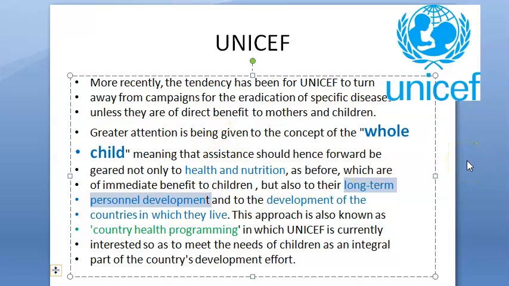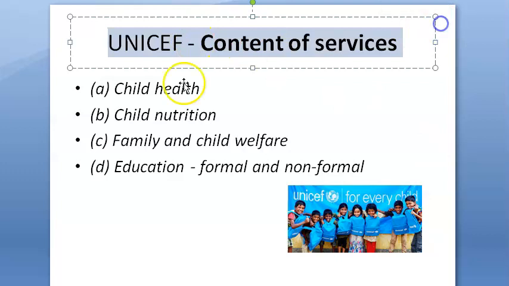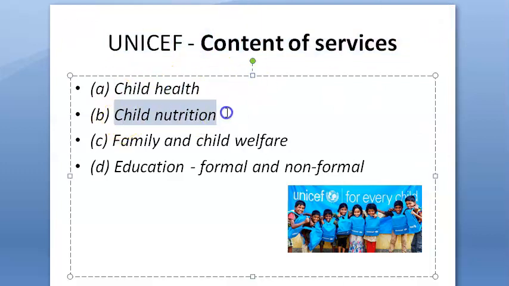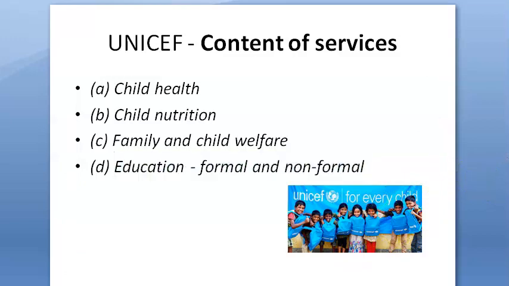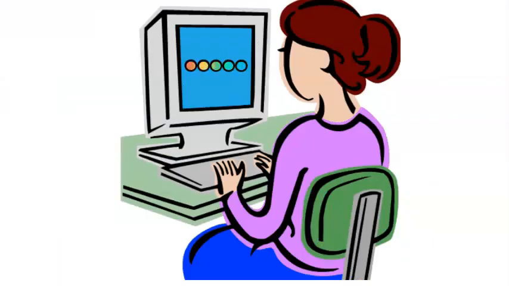So remember to write whole child. Okay, whole child. Content of services: child health, nutrition, health and nutrition, they said they will cover, but more than that they want to do. So what they want to do: family, child welfare, education, formal and non-formal, everything they want to do. What and all they want to do, guys? Health, nutrition, always they wanted to.